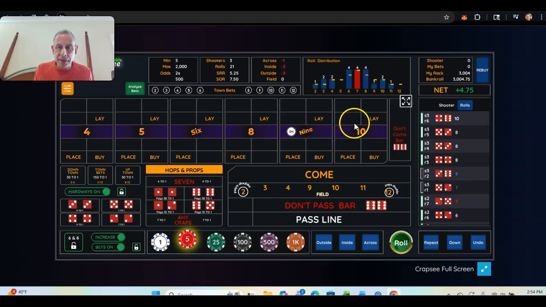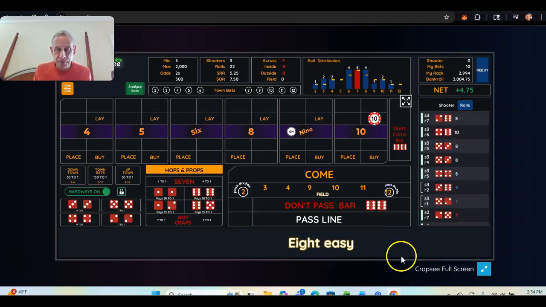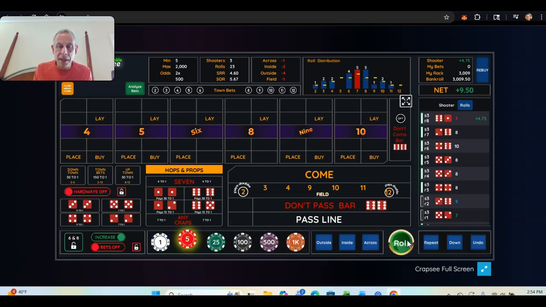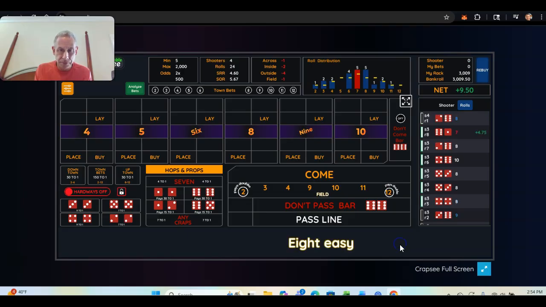So we're going to lay the 10, and we're just using $10 for the demo, right? Now, we're looking for the 7 before the 10, but we're also looking for the 5. And now I'll show you what that means, hopefully, if we do see a 5. 8 easy. 7 out. All right, so we keep winning, and we haven't seen the second part yet. All right, so we're up $9.50. We're looking for the 5 or the 10 again. 8 easy.